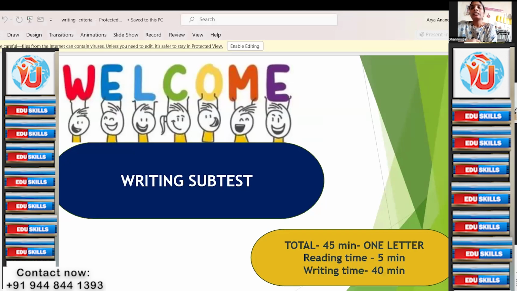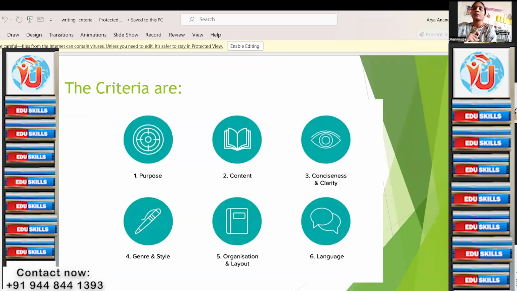So for writing, we have only one letter. They will give 45 minutes in total. In 45 minutes, we will have 5 minutes for reading time and 40 minutes for your writing time. And also, you will have writing instructions. For example, do not use a format, do not use case note and use sentence format like that. You will have the instruction for writing.